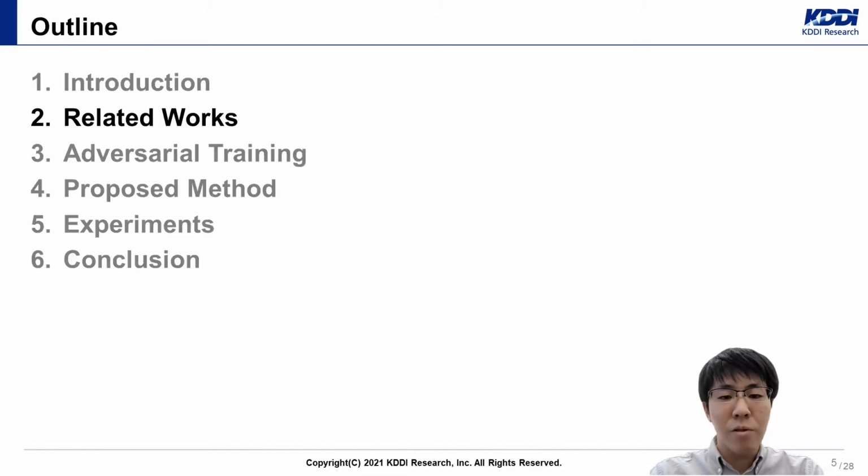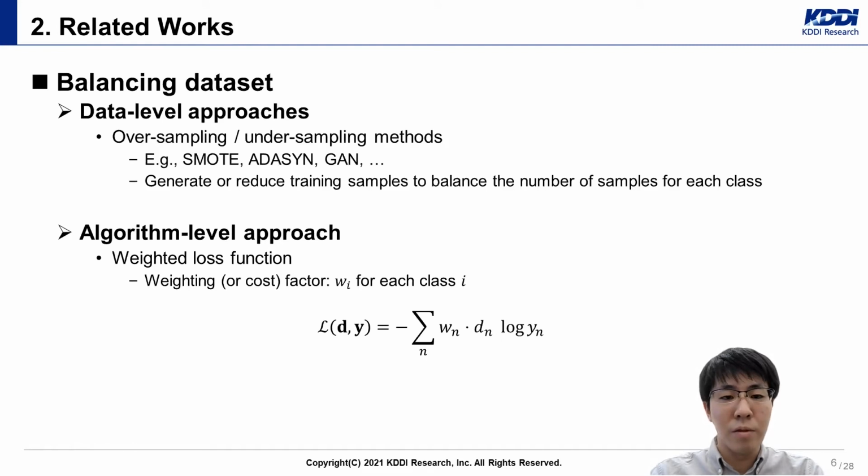And next, I will show the related works on this presentation. First, I will introduce the balancing method. To balance the dataset, there are two approaches to handle imbalanced datasets. The first approach is data level. In this approach, we generate or reduce training samples to balance the number of samples for each class. SMOTE is a popular method for this. However, it is difficult to generate or reduce training samples while keeping the distribution of the original datasets.